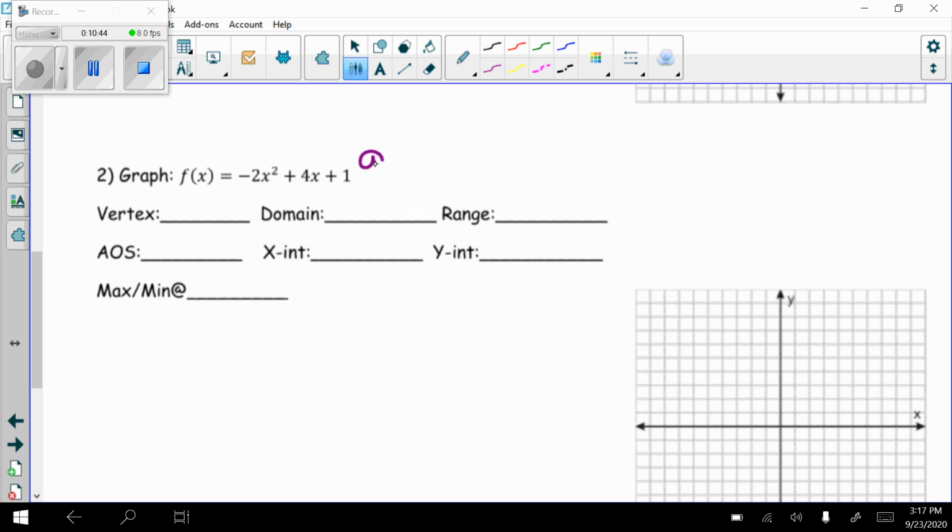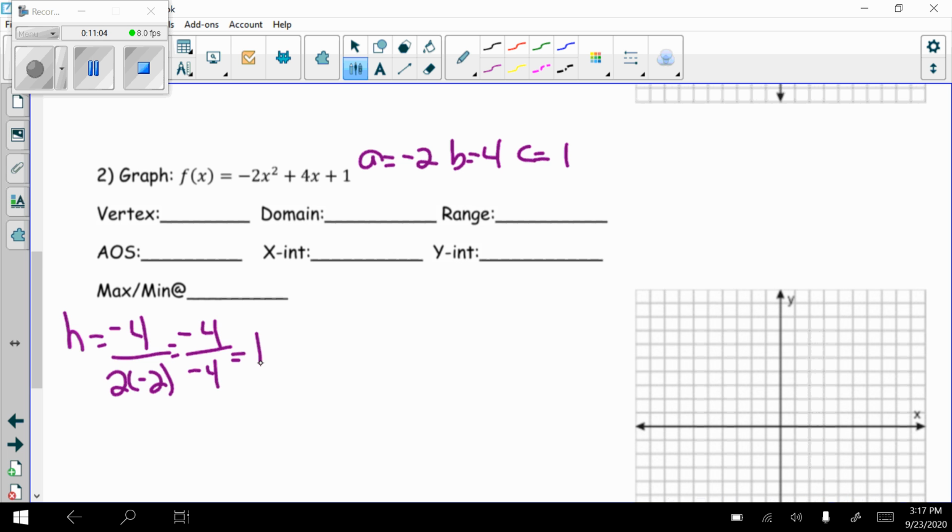So again, I can list A is -2, B is 4, and C is 1. So H equals, this is the first one that my B was not negative to start out with, so I'm actually going to put -4 because I have to change the sign of B, divided by 2 times -2. So I get -4 divided by -4, which is +1. So my vertex is at 1, so this should be an easy one to plug in and find our y value, right? -2 times 1 squared plus 4 times 1 plus 1. So I get -2 plus 5, which is 3.